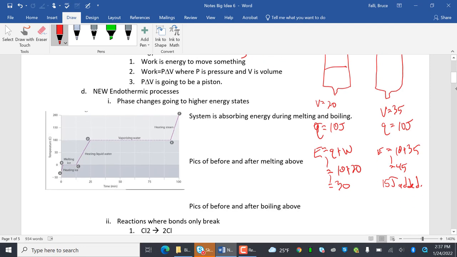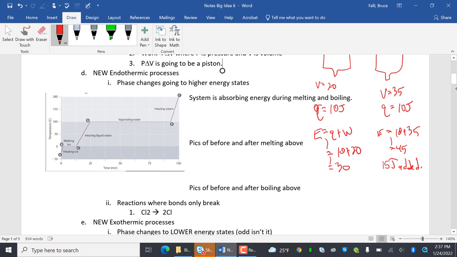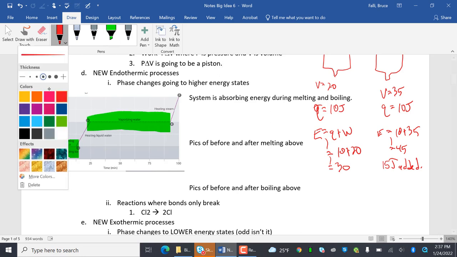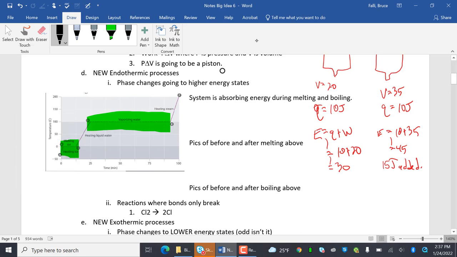All right. There are some new endothermic processes. A phase change going into a higher energy state. So this right here is a solid. This is a liquid. This is a gas. Going from a solid to a liquid is an endothermic process, and a liquid to a gas is an endothermic process. The system is absorbing energy by melting and boiling.